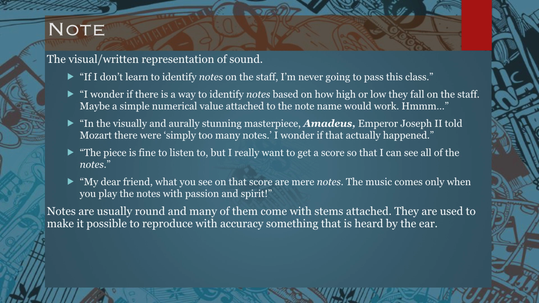So notes are usually round, and many of them come with stems attached. Stems are just short lines that are drawn off the side of a note. And the stems actually identify the note in a very specific way. They identify potential note values, how long they're held for. But we'll get to that a little bit later. So notes are used to make it possible to reproduce with accuracy something that is heard by the ear. That something that is heard by the ear could be pitch.